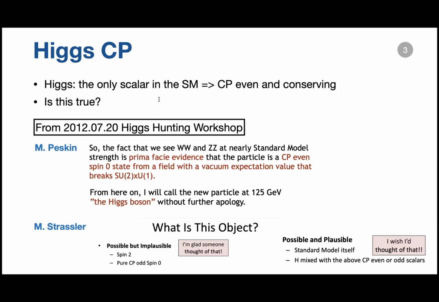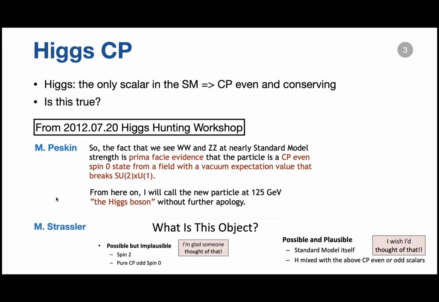In 2012, right after the Higgs boson was discovered, there was a Higgs hunting workshop just 2 weeks after the discovery. In that workshop, theorists gave their point of view on whether or not the Higgs boson is the Standard Model CP even scalar. Peskin said that, given that the Higgs decays to WW and ZZ at a rate close to the Standard Model, he is quite certain that this is the CP even spin zero state from the Standard Model.